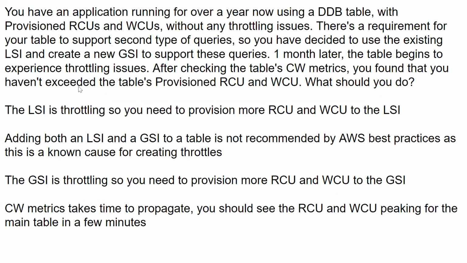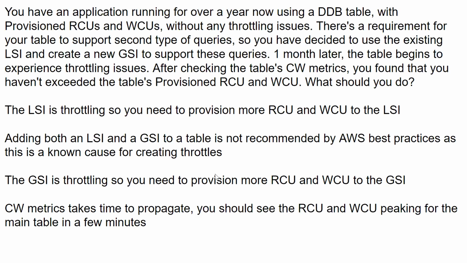All right, one more. You have an application running for over a year now using a DynamoDB table with provisioned RCUs and WCUs without any throttling issues. There's a requirement for your table to support a second type of queries, so you have decided to use the existing LSI and create a new GSI to support these queries. One month later, the table begins to experience throttling issues. After checking the table's CloudWatch metrics, you found that you haven't exceeded the table's provisioned RCU and WCU.